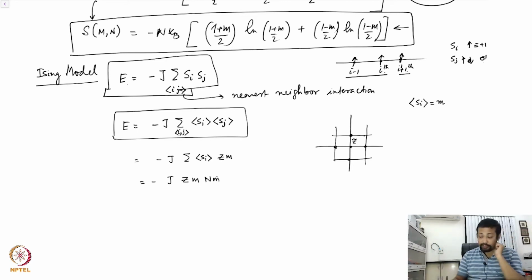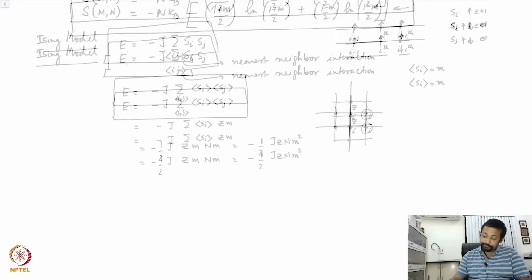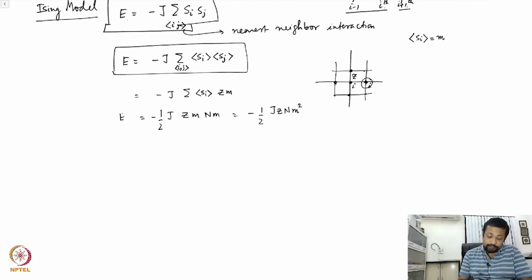However, now the problem here in this summation is that this you considered as the ith site, but the next time you hop over here, this again you considered as the ith site. But the contribution of this site has already been considered over here. So there is a double counting which is involved. That is okay with us, except that we bring in a half factor, so that this becomes half J Z N m squared, right? So this is your energy.